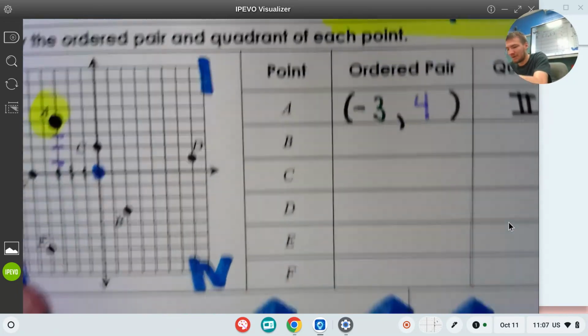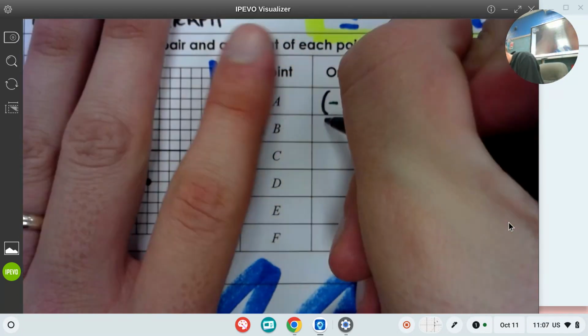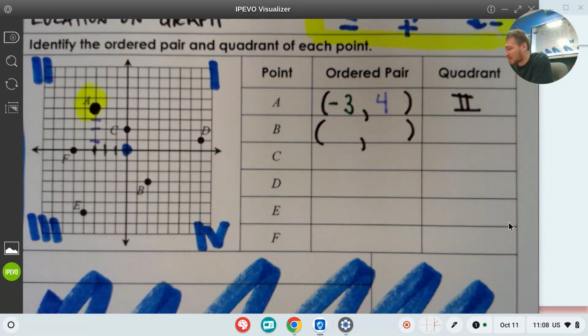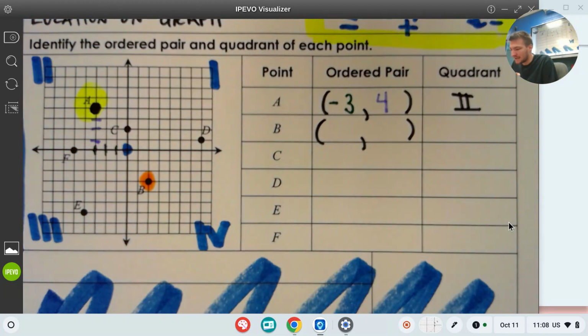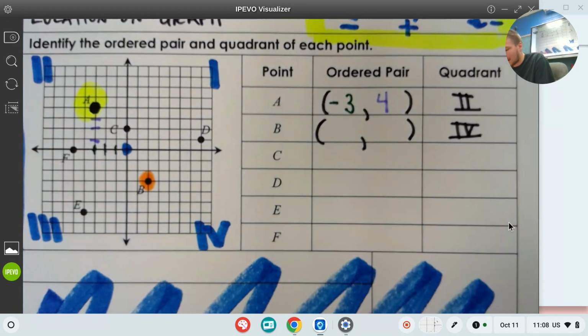Okay, let's speed it up a little bit. We took our time on A. Let's do B a little bit faster. I'm going to put parentheses, comma, parentheses. I'm going to try to find B, and I see it down here. Sweet. And which quadrant would you say that B is in? Nice job. IV is how we're going to write that.